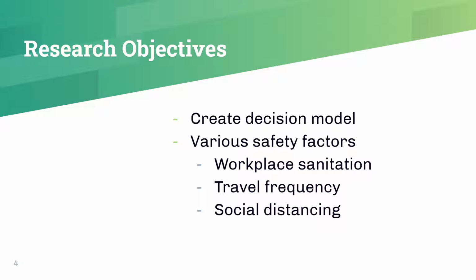Research objectives. The main research objective was to create a decision model using an analytical hierarchy process that, given a user's routine activities, how often they leave their home, and other information, could estimate the likelihood of them contracting COVID-19. We can consider factors such as workplace sanitation, travel frequency, and social distancing, just to name a few.